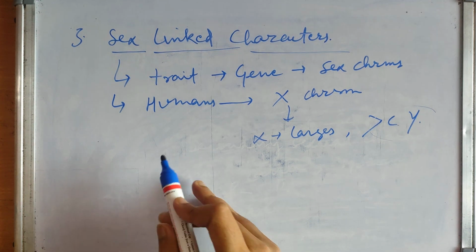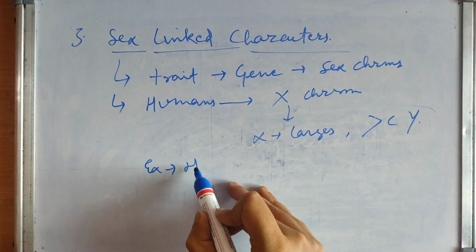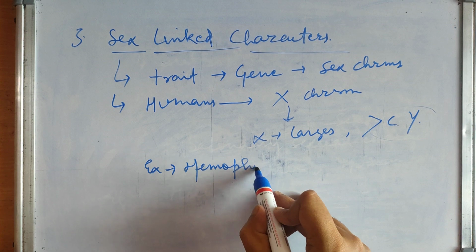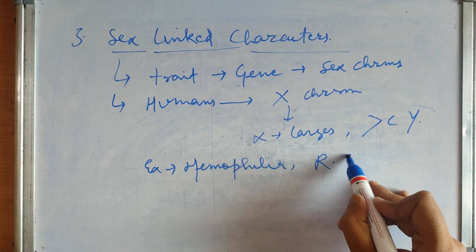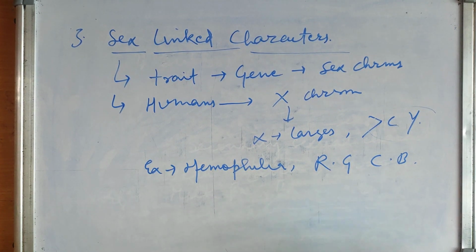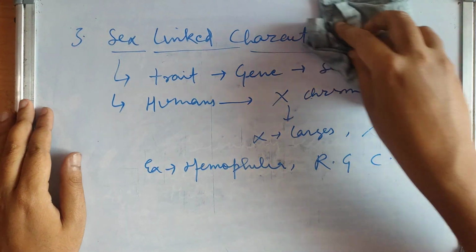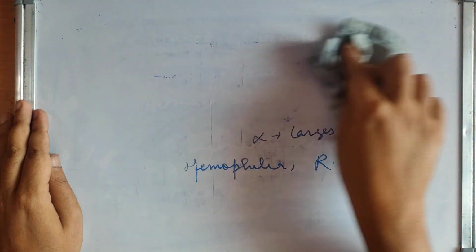For example, we can see hemophilia, red-green color blindness, etc. So this was about sex-linked characters. I hope you understand all the three.